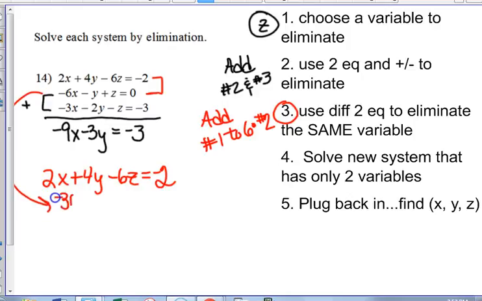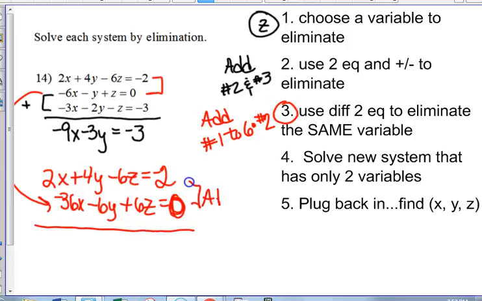It'll be -36x minus 6y plus 6z equals 0 still. Everybody all right? So what do you get when you add those together? Yeah, nice, disgusting: -34x minus 2y equals -2. I wish I was 34 again, but all right, right here, these two we're going to add.